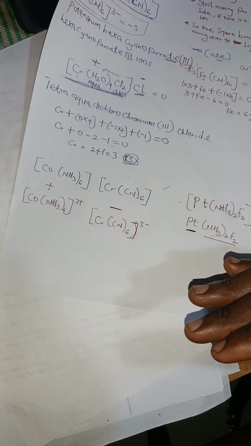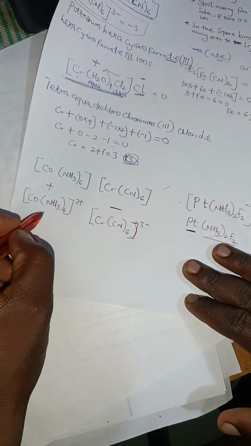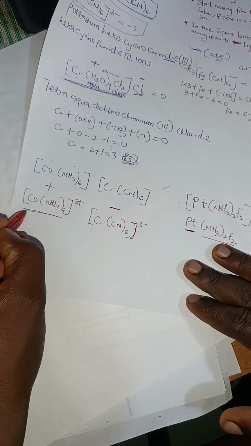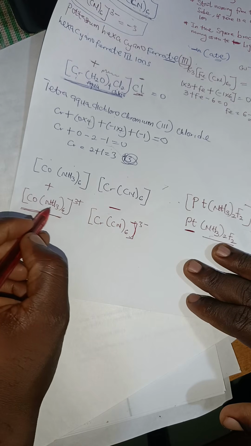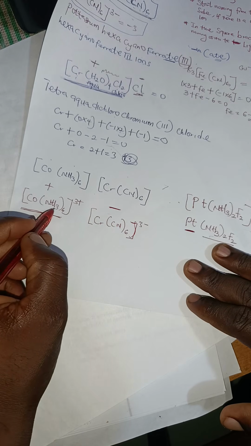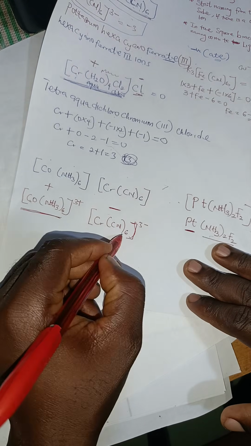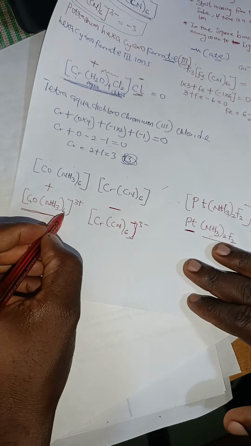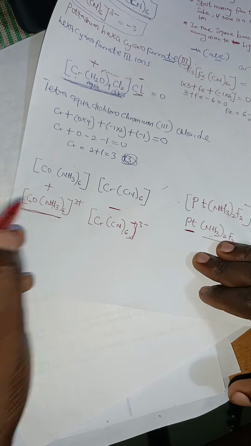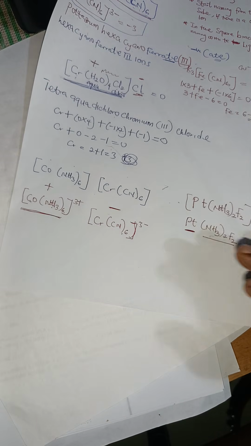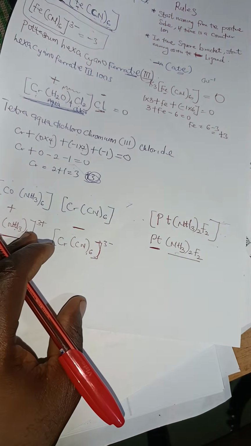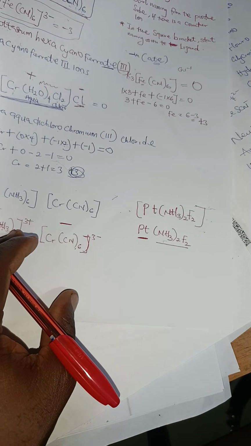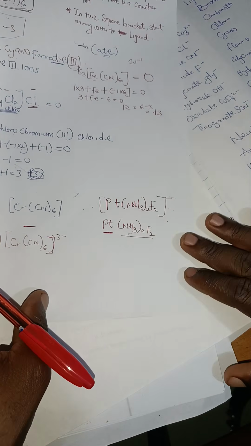So where do we always start naming from? From the positive side, meaning I have to start with this square bracket. Now inside this square bracket, who will I start with? I will start with the ligands, then the transition metal. So I think that is clear. So what do we have here? 6. Ammonia is going to be called what? Amine. I think I told you, ammonia is amine.